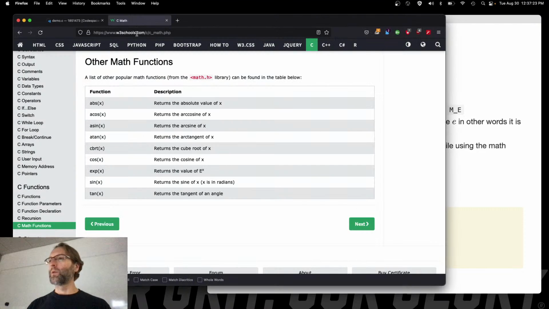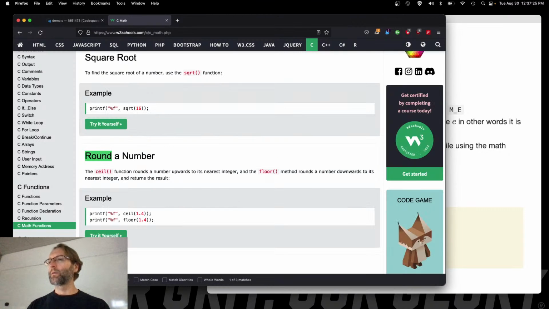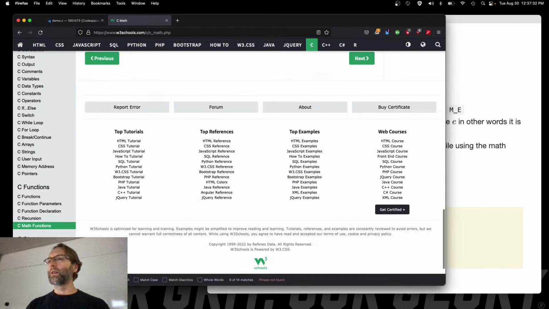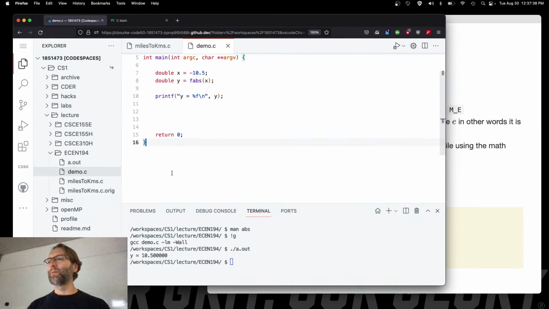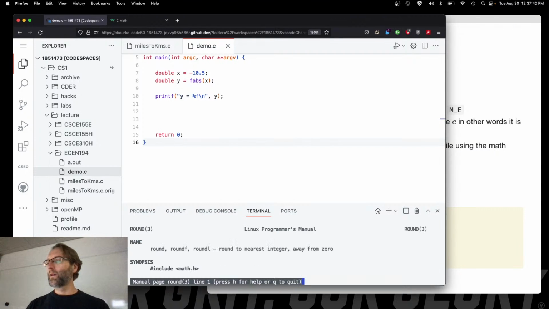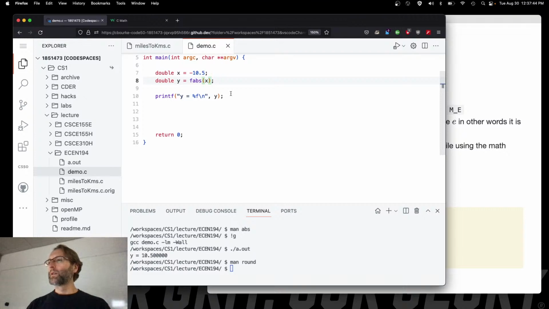What's another nice one? Fine, round. Round a number. Well, ceiling is not rounding, floor is not rounding, but rounding is rounding. Oh, fine, round. Oh, it's not in here, but it is indeed in the math library. Maybe, I don't know. Man, round. Right, it's in the math library. So let me go ahead and restore this to just 10, and we'll go ahead and try to round it. Actually, I'll go ahead and go with 3.14159 there.